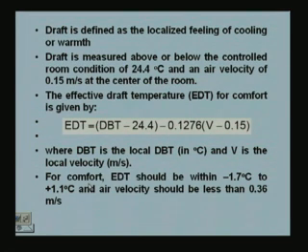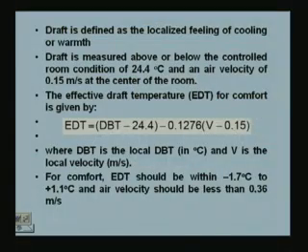Draft is defined as a localized feeling of cooling or warmth. Draft is measured above or below the control room condition of 24.4 degree centigrade and an air velocity of 0.15 meter per second at the center of the room. The effective draft temperature EDT for comfort is given by this equation. EDT is equal to dBT minus 24.4 minus 0.1276 multiplied by V minus 0.15. Here dBT is the local dry bulb temperature in degree centigrade and V is the local velocity in meter per second.